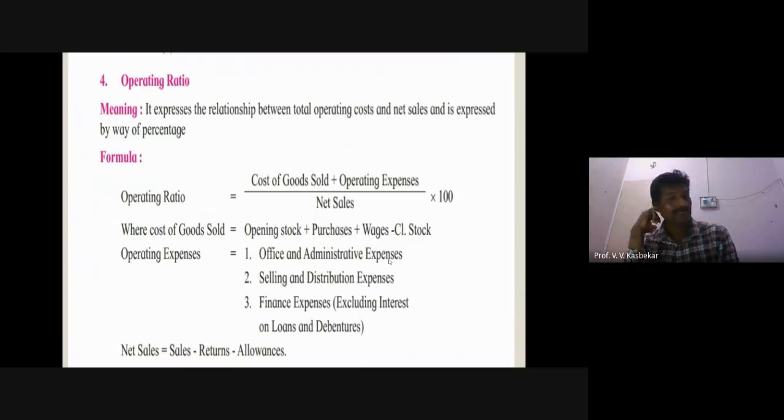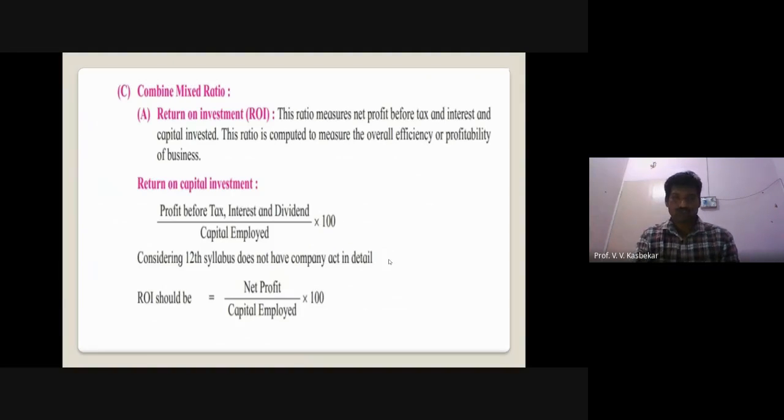Then combined or mixed ratios. There are two types of combined ratios. Number one, return on investment, that is ROI. When any promoter or any owner invests their capital into the business, it is expected that he or she must get returns over that investment.